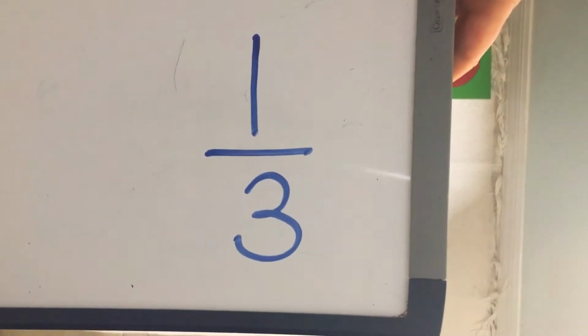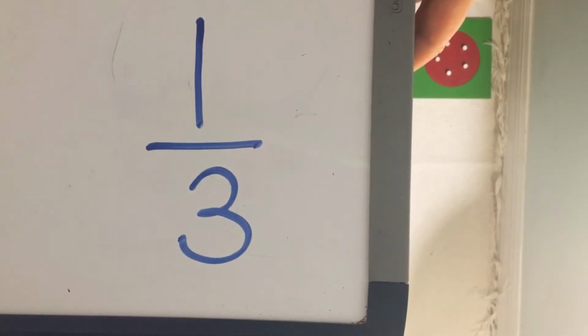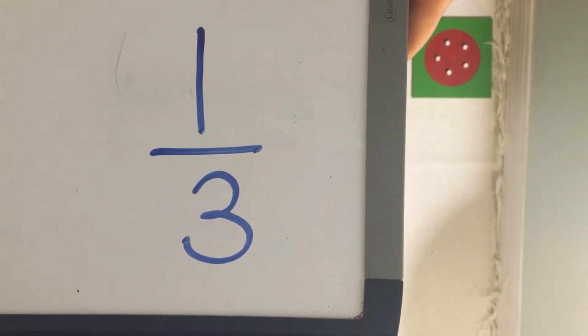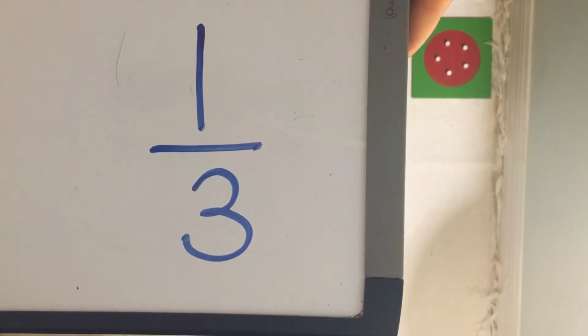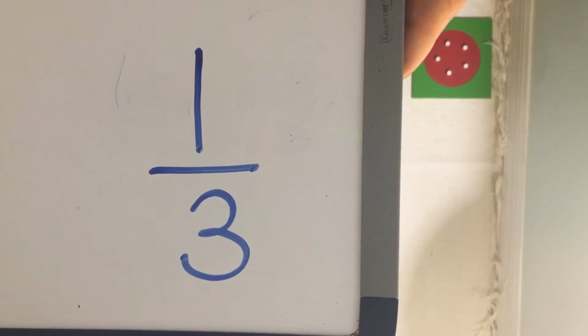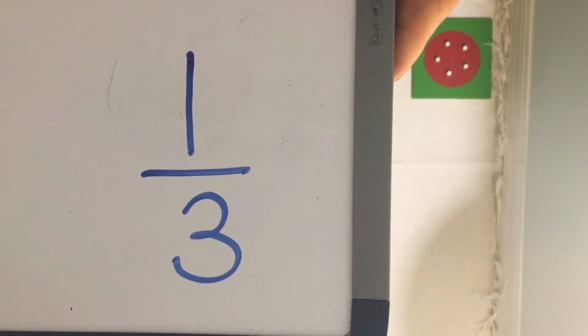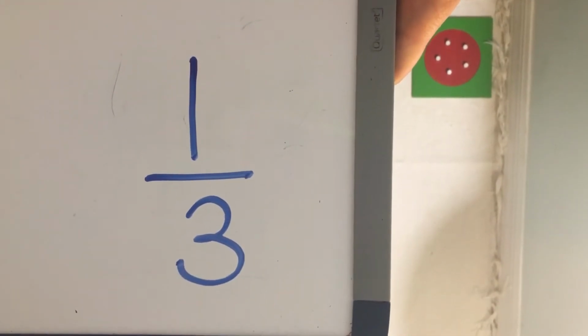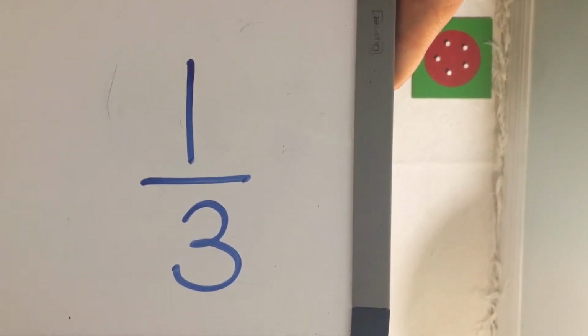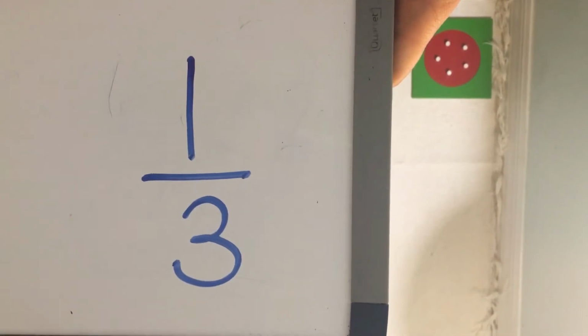Point to the numerator. Point to the denominator. Make a circle in the air around the denominator. Make a circle in the air with your finger around the numerator. Blow a kiss to the denominator. Blow a kiss to the numerator.